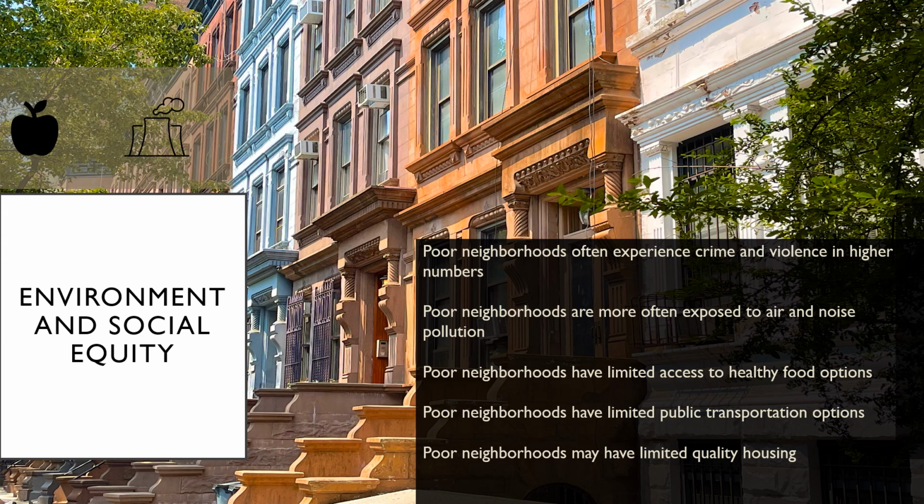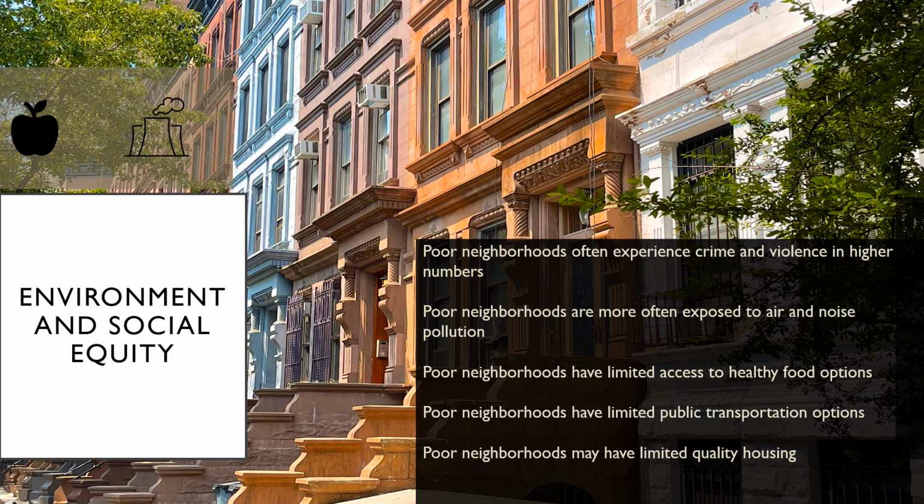The environment we live in even impacts social equity. We know that poor neighborhoods often experience crime and violence in higher numbers. We know that poor neighborhoods are more often exposed to air and noise pollution. Poor neighborhoods have limited access to healthy food options, they have limited public transportation options, and they have limited quality housing. All of this impacts someone's ability to fully thrive and be a successful member of their community.